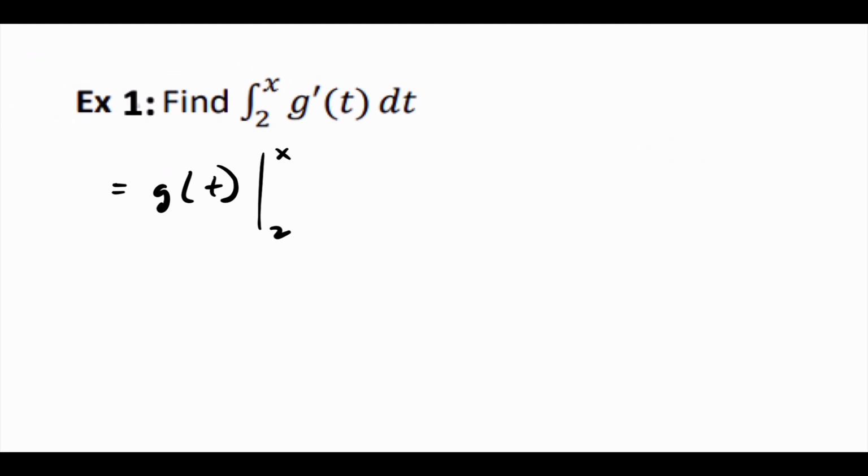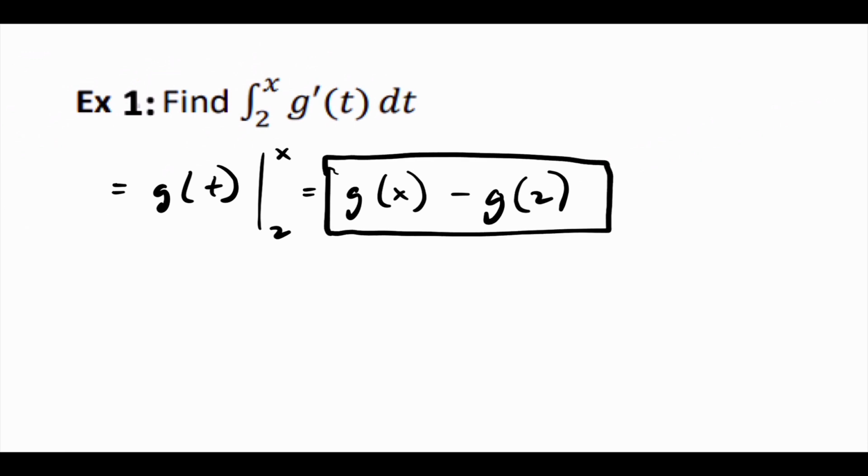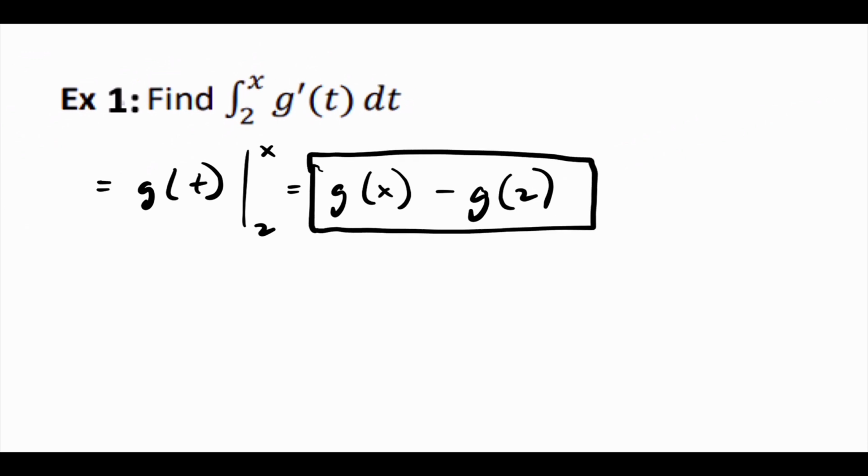Whatever the top bound is minus the bottom bound, right? And then we plug in, right? G of x minus g of 2, right? That's as far as we can go because we don't know what g is. So that's as far as we can go on that one, right? Okay, so now let's look at this guy.